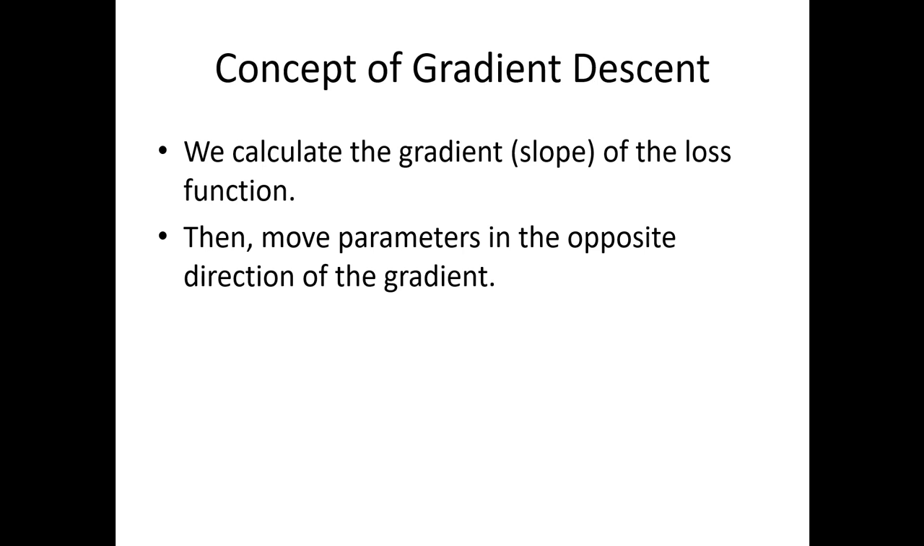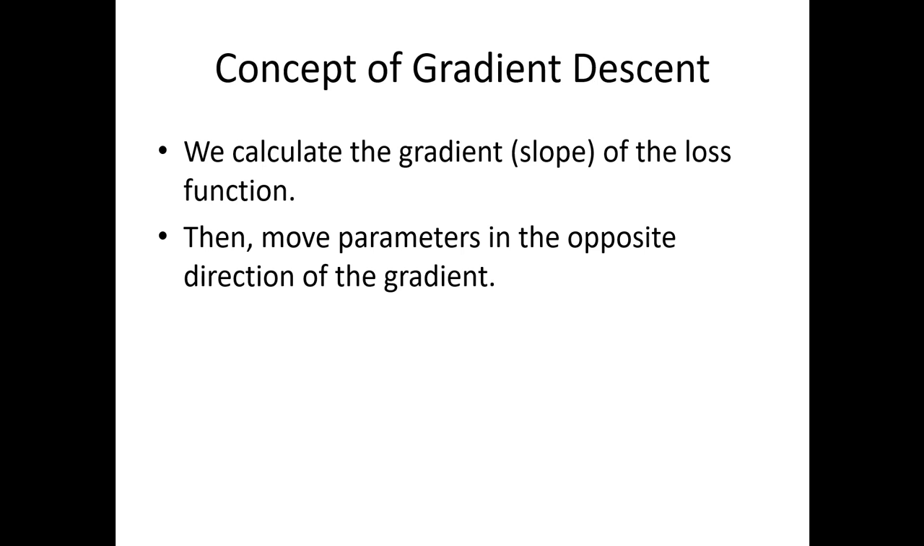Concept of gradient descent. Let's understand the intuition behind it. Imagine you are standing on the top of a hill and your goal is to reach the bottom of the valley, the lowest point. You can't see the entire valley, but you can feel the slope beneath your feet. So you take small steps downward in the direction where the slope is steepest. You continue taking such steps until you reach the bottom.